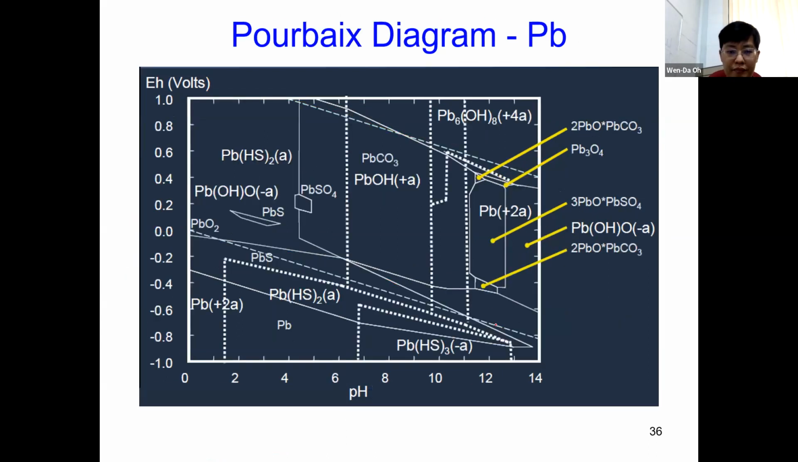This is the same thing, except that it's more complicated, with more species involved. You can see that it is much more complex, in the sense that you have more things inside. These are the things that you will see in the environment.